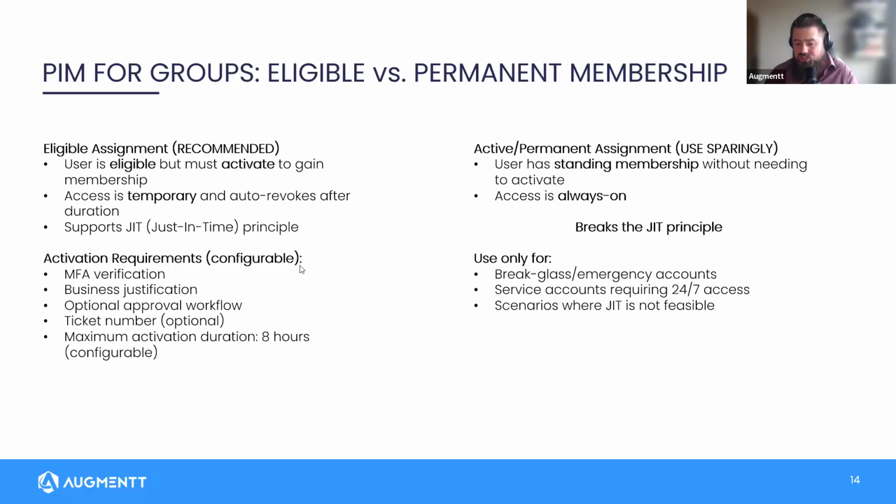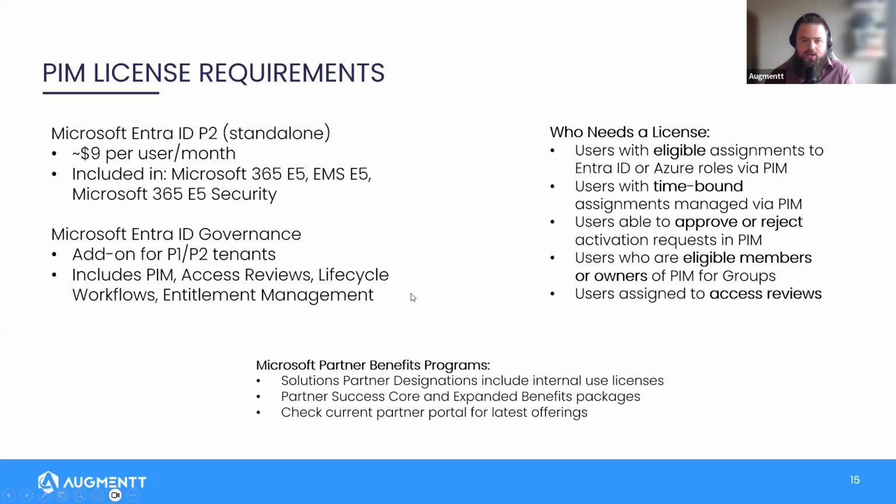To be honest, nothing really jumped to mind around that. But again, because access is always on, it breaks just in time, which breaks zero trust. And so unless there's a good justification for it, always use eligible. And I'll show you what the difference looks like in the app there.